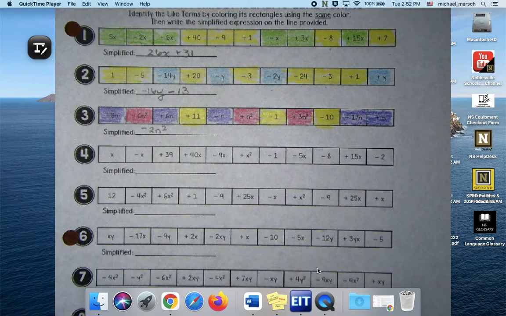How many n's do we have? When we combine all the n terms, how many will you have? 5.